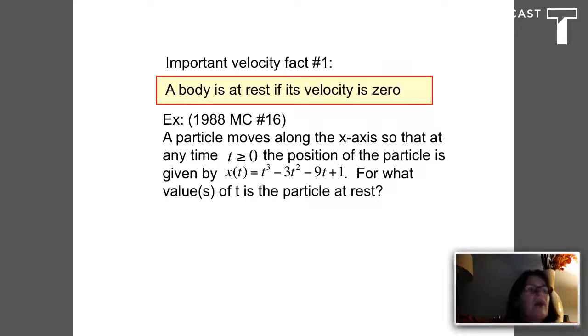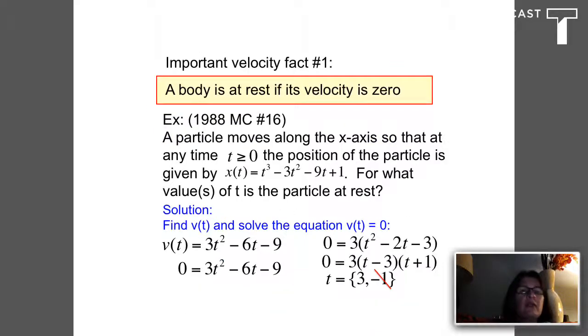Well, I just found out. A particle is at rest if its velocity is zero. So I'm going to find the velocity, and I'm going to set that equal to zero. So you can see that's what I've done down here. V of t, I know, is the derivative of position. So I've taken the derivative of my x of t function. I get 3t squared minus 6t minus 9. And I know that I want the velocity to equal 0, so I've set velocity equal to 0. I can solve this equation.